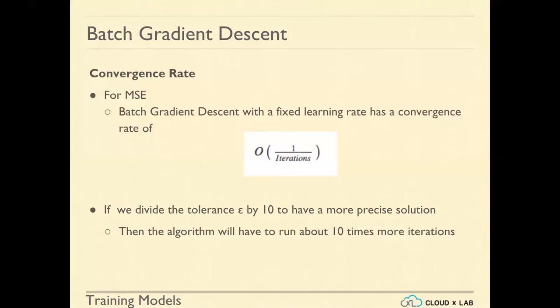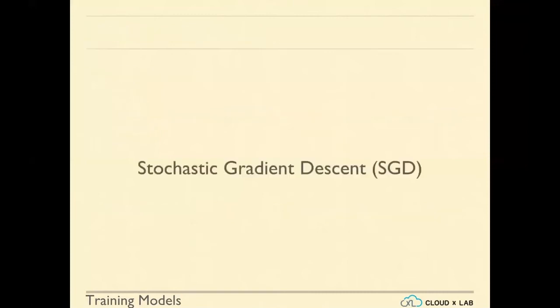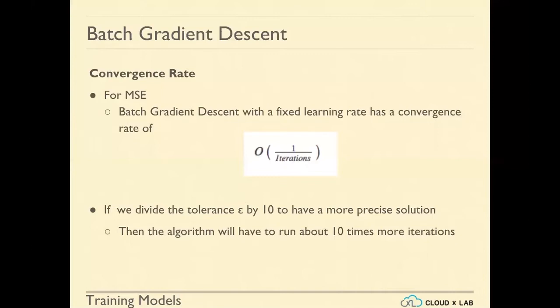So if we divide the tolerance epsilon by 10, as in the precision or the mean square error, if we want it 10 times lower, we will have to increase the iterations 10 times. In very simple words, the more iterations you have, ideally you should get lesser error. This is batch gradient descent. Batch gradient descent is the first algorithm whereby we calculate the mean square error over all of the data points, and then compute the rate of change of each individual theta based on the overall mean square error.